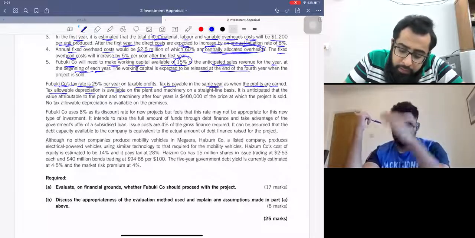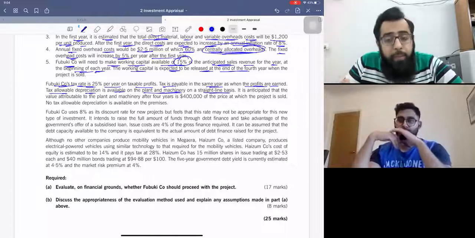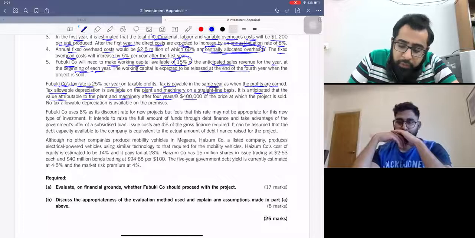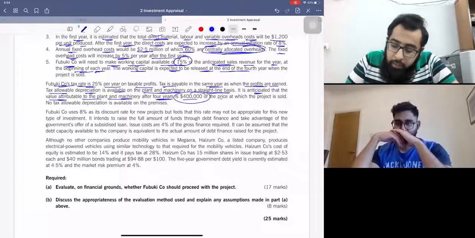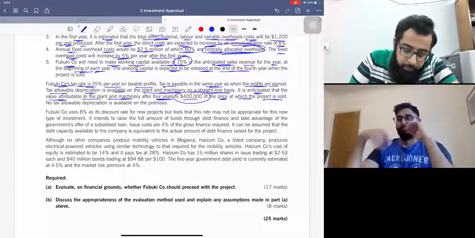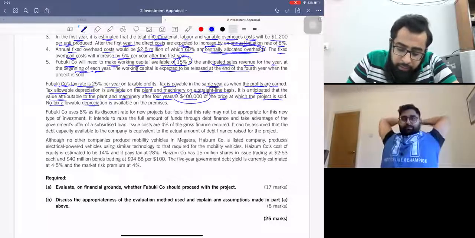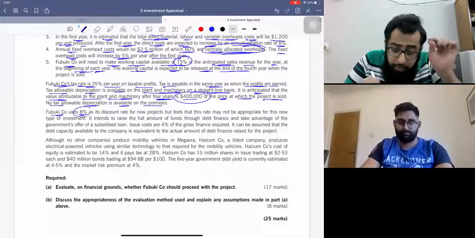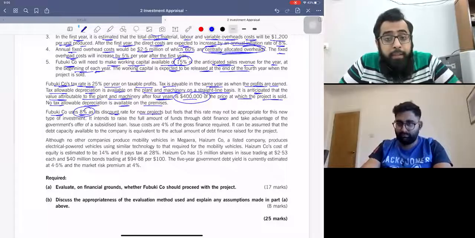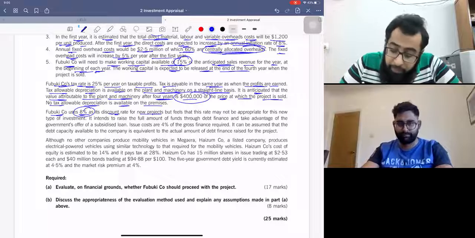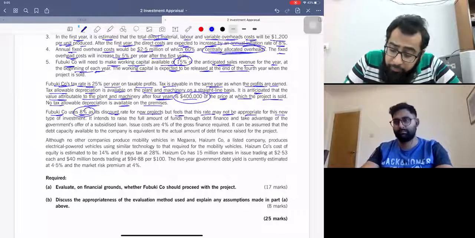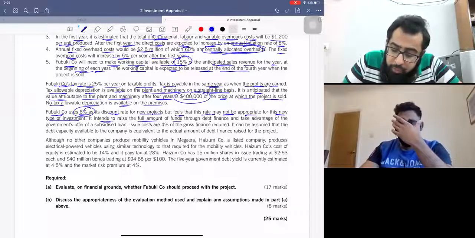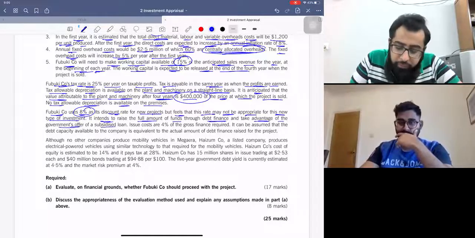Tax allowable depreciation is available on plant and machinery on a straight line basis. It is anticipated that the value attributable to plant and machinery after 4 years is $4 lakh of the price at which the project is sold. No tax allowable depreciation is available on the premises. FUBICI company uses 8% as discount rate for new projects, but feels that this rate may not be appropriate for this new type of investment. It intends to raise the full amount of funds through debt finance and take advantage of the government's offer of subsidized loan.